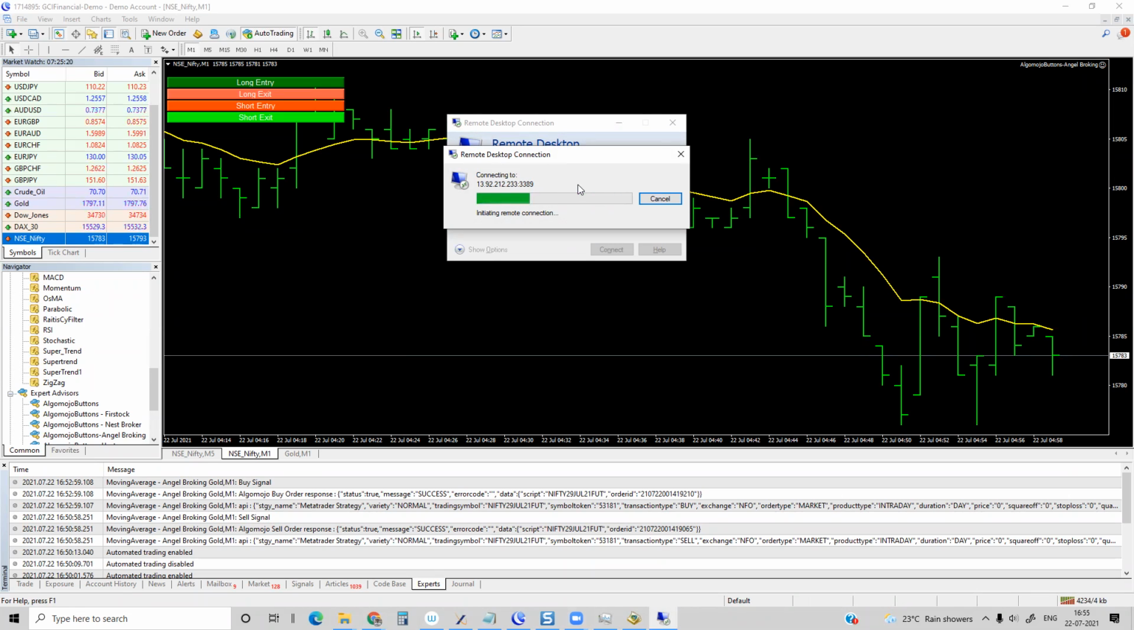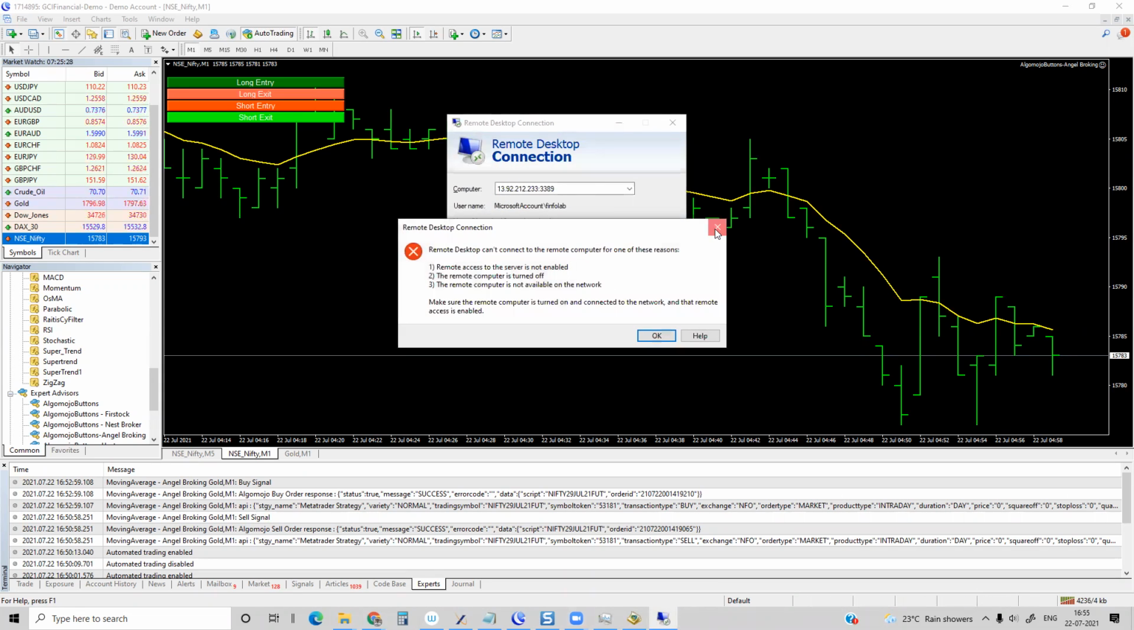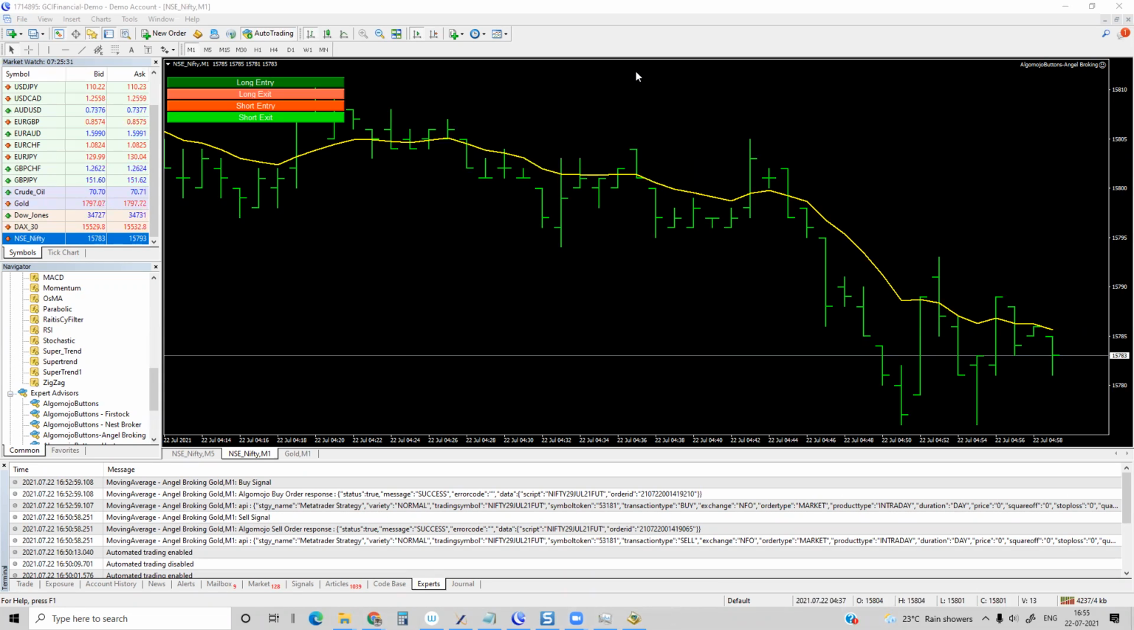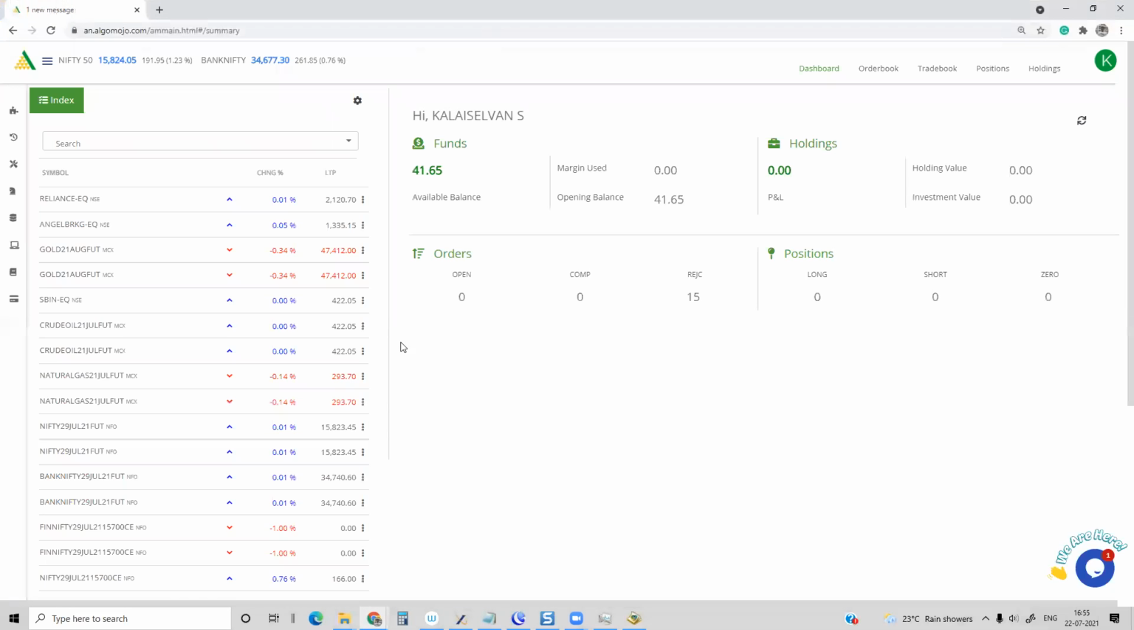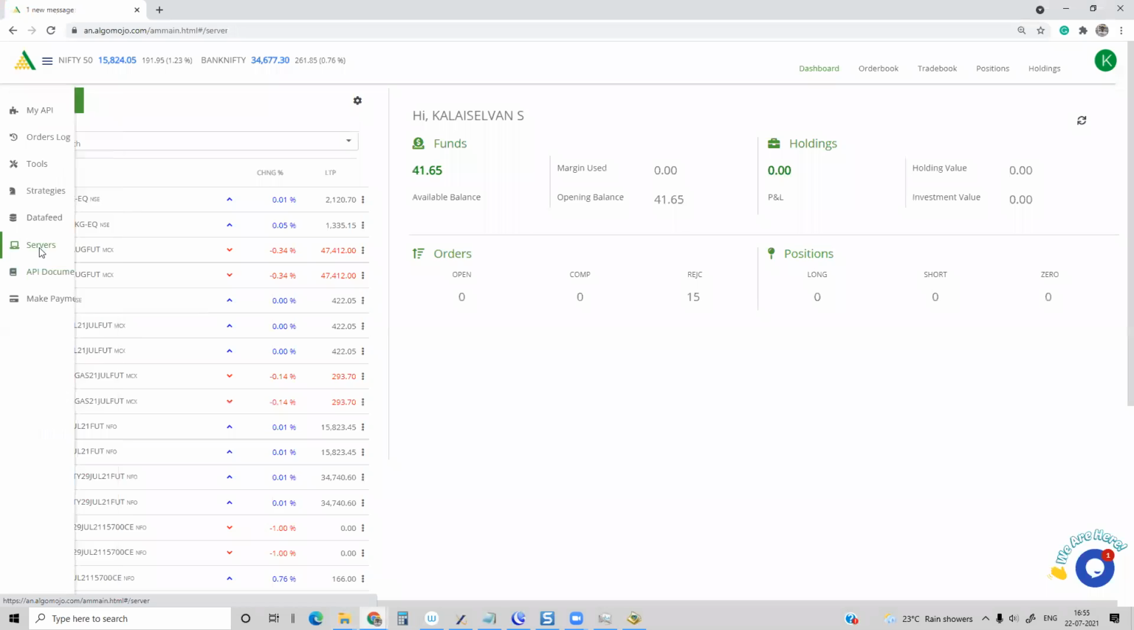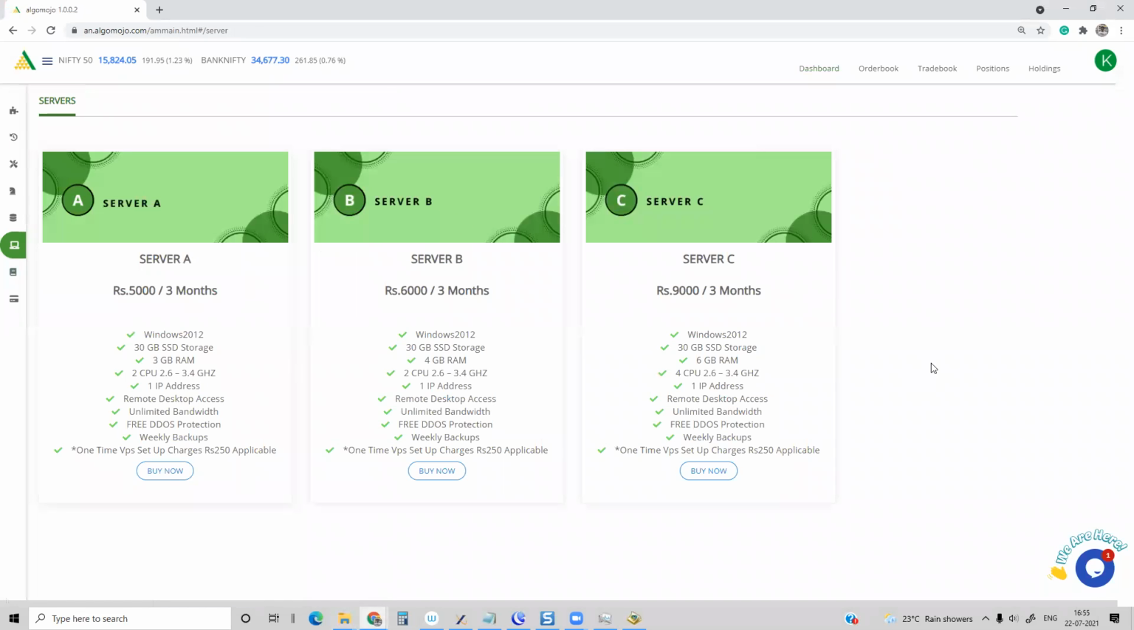Under the VPS environment, we can rent a Windows machine and run inside that Windows machine. Of course, I don't have access at this point in time. But if you have any Windows machine, you can also hire one from Amazon AWS, probably renting at some 1,200 to 2,000 rupees, and you'll be able to find a good machine. Or if you are looking for a VPS, you can purchase directly from the server section, where you'll be able to get servers from Algomojo itself.